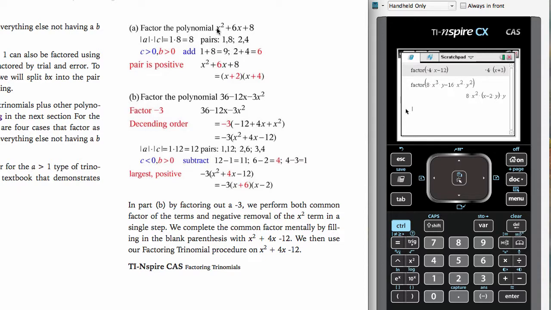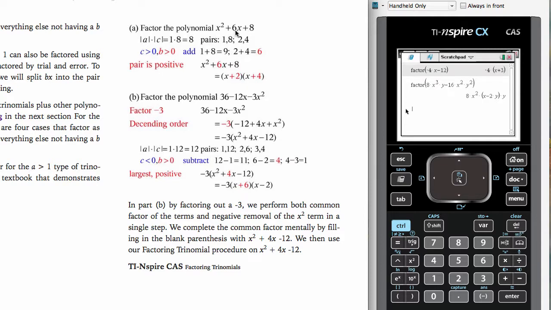By taking 1 times 8, because this is understood to be a 1, we get 8. Then we list all the positive pairs that make up 8. So this is 1 and 8, 2 and 4. Next, we're going to look at the C. Right here says that we add 8. So we consider this to be greater than 0.